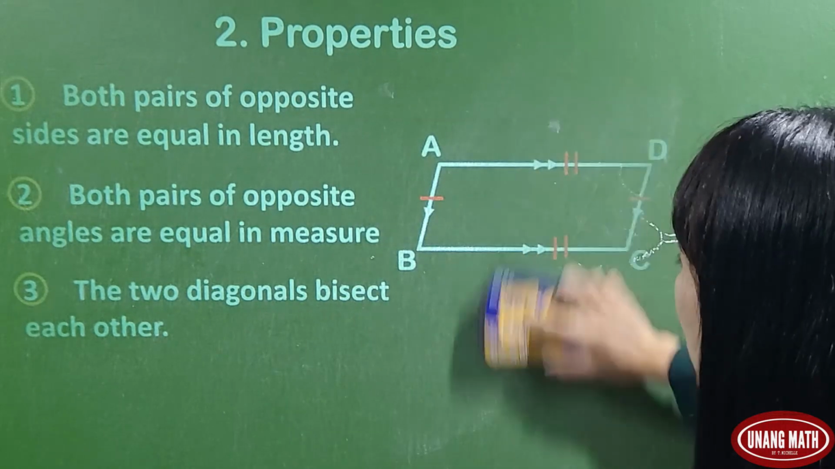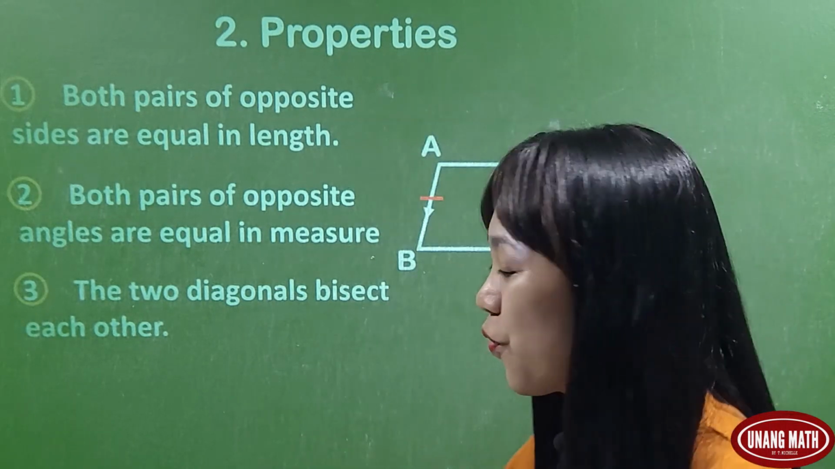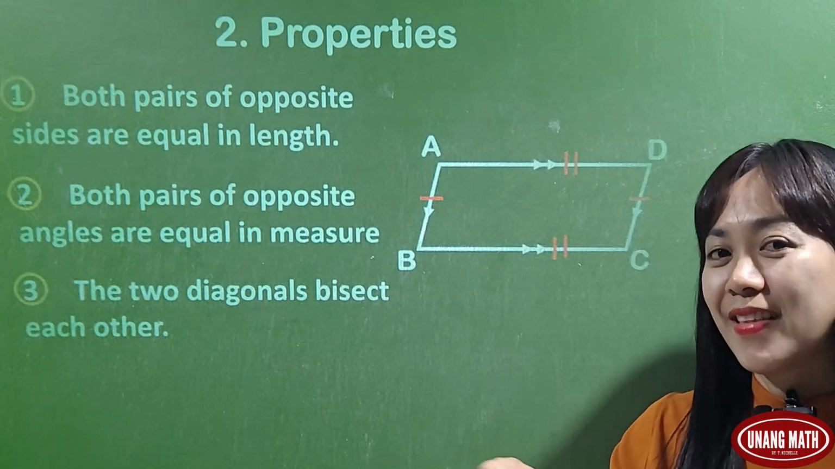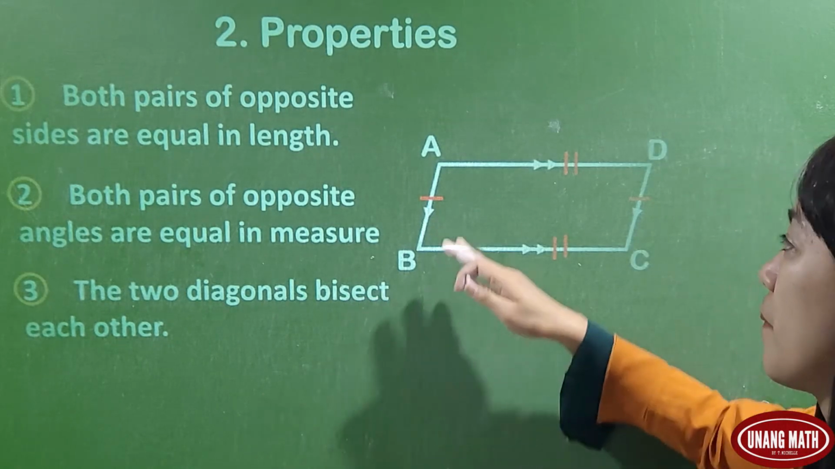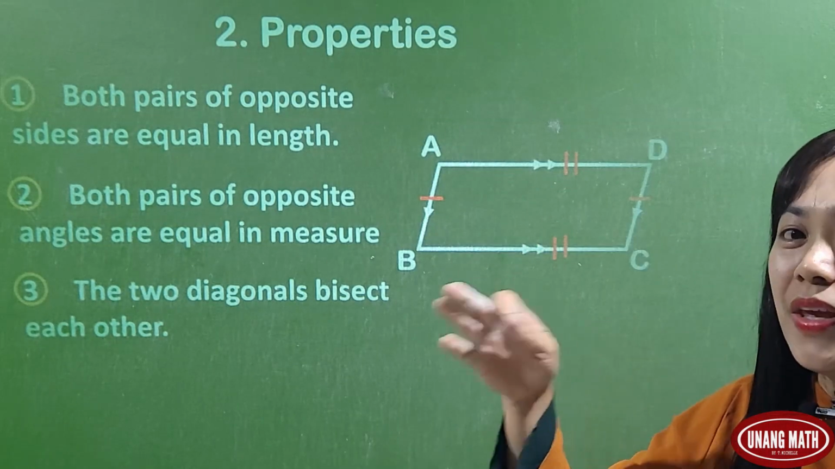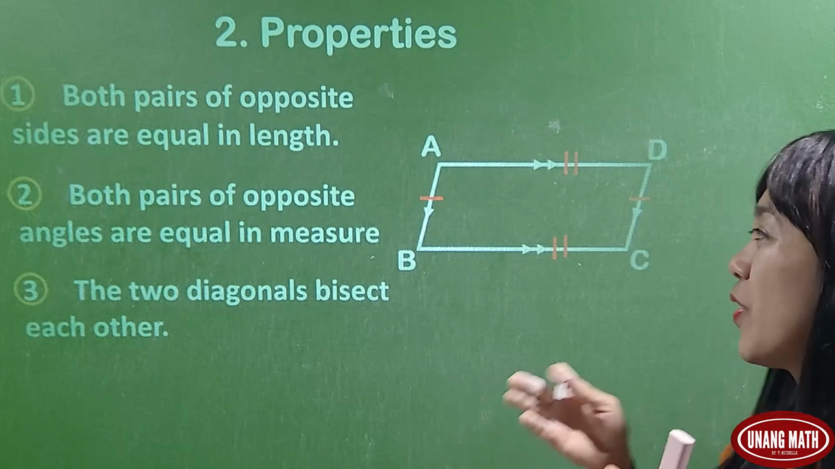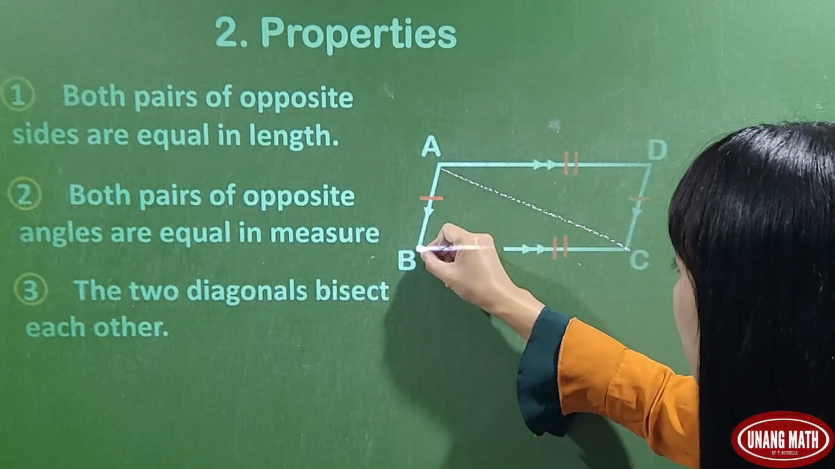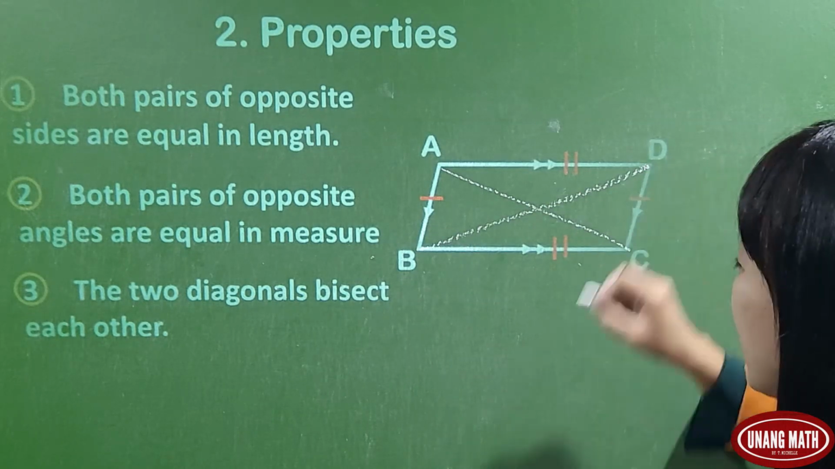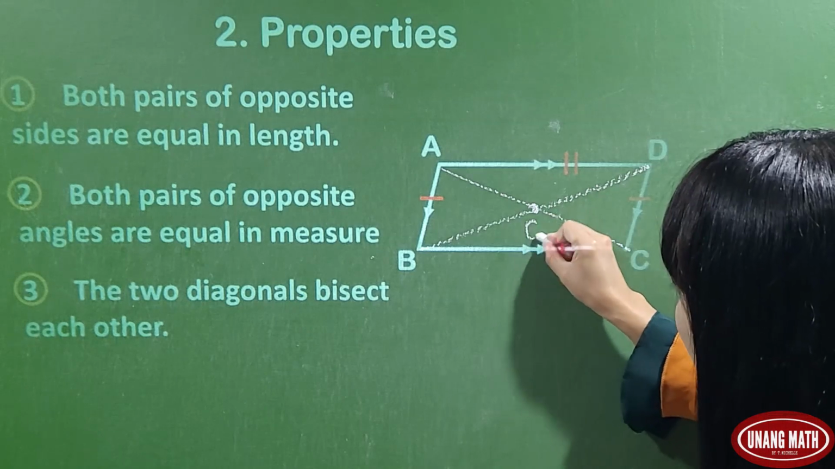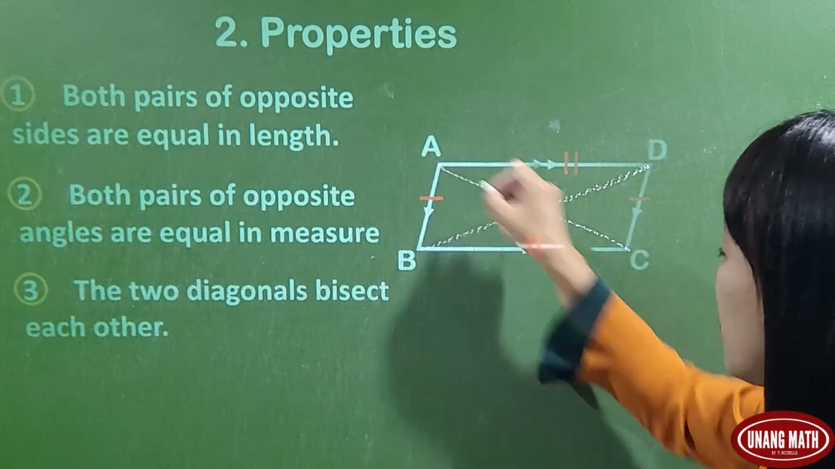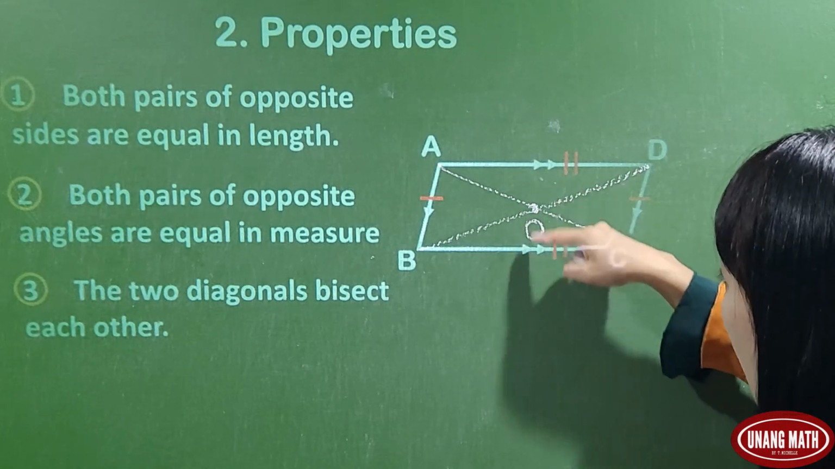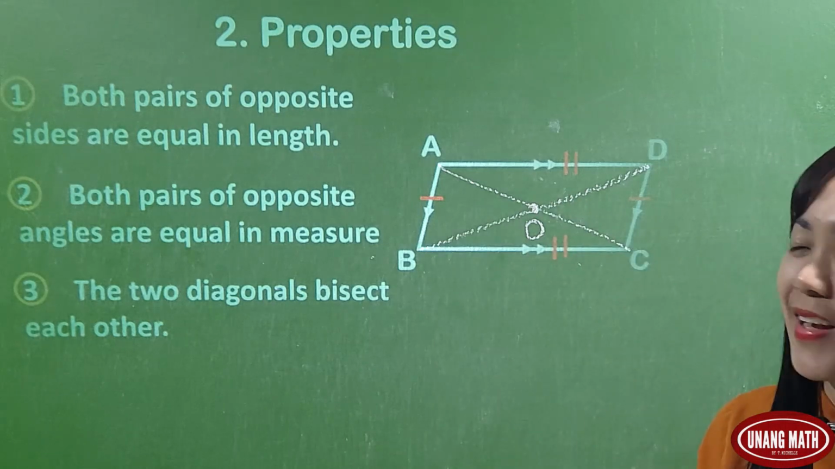What about the third property? According to this one, the two diagonals bisect each other. From the word bisect each other, it cuts the side or it cuts the figure into equal measure or into an equal figure. First, let's draw the two diagonals. So this is the first diagonal and we have this second diagonal. Let's say this is point O. When we draw these two diagonals, then we have here two pairs of opposite triangles.